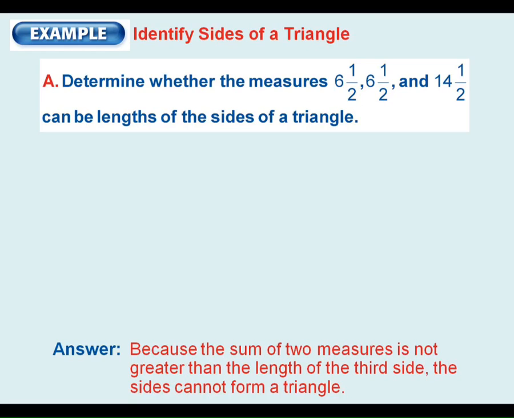The easiest way to check is to pick the smallest two sides and add them together. This would not be a triangle. You could try and draw it if you want. You can do the spaghetti noodles if you want. But our theorem tells us if you add two sides, they have to be greater than the third to make a triangle.